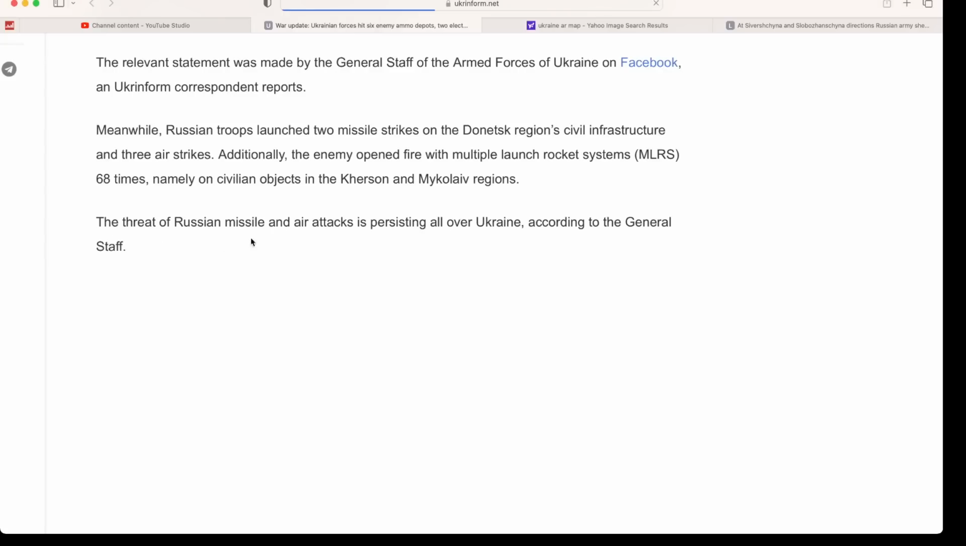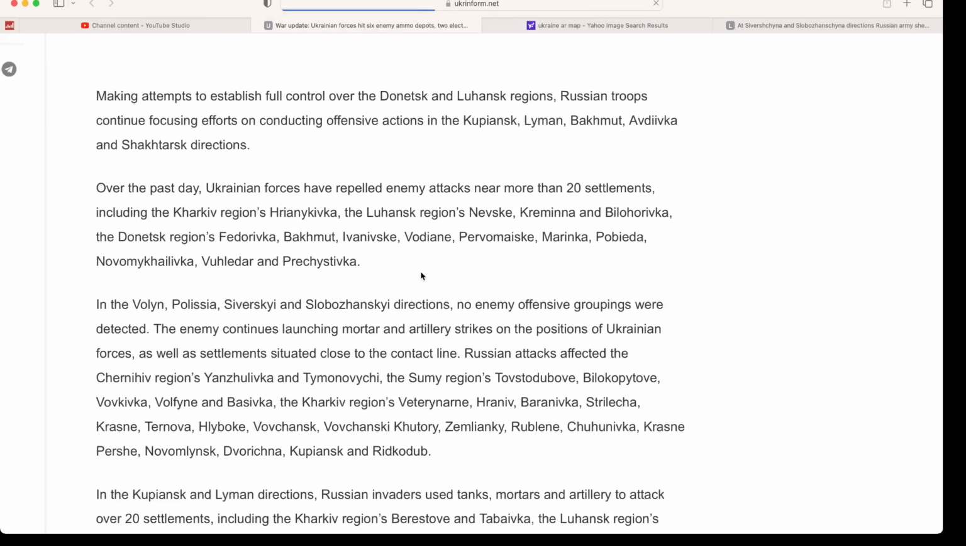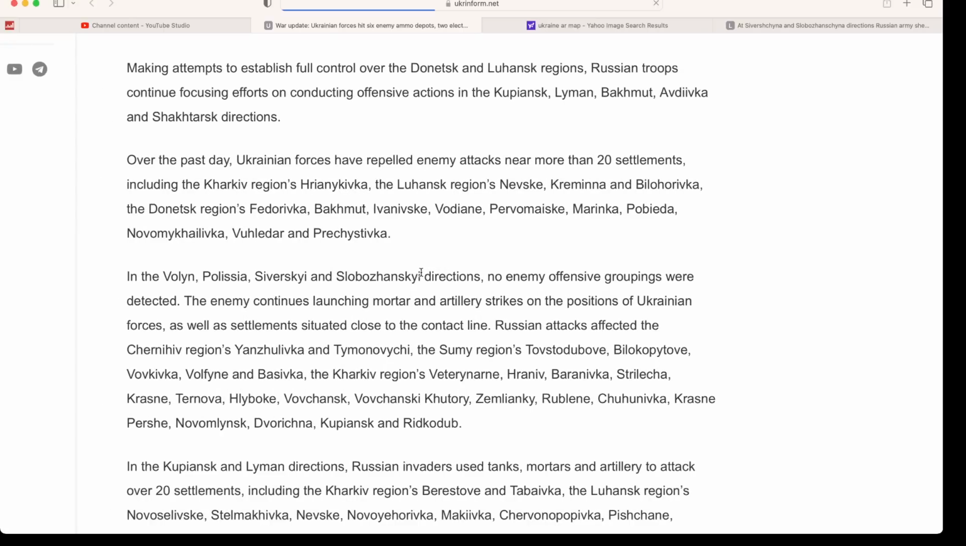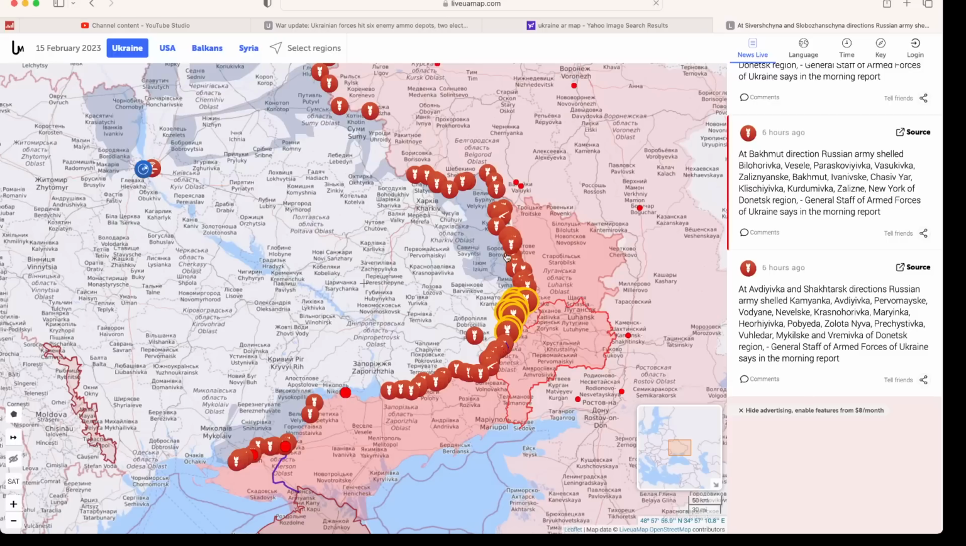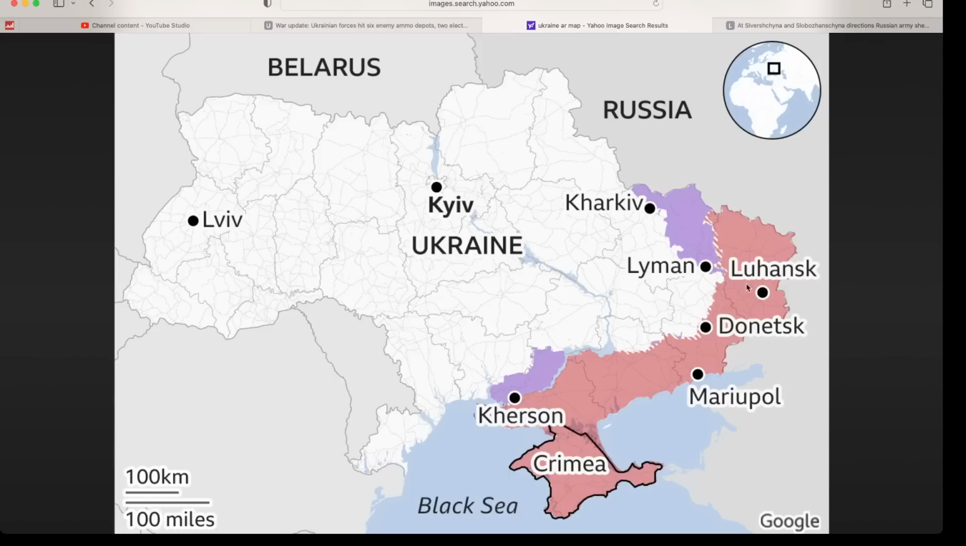The threat of military missile and air attacks is persisting all over Ukraine, according to the General Staff. Making attempts to establish full control over the Donetsk and Luhansk regions, these are, as I said, right here. Donetsk and Luhansk right here, or on this map it's easier. Luhansk, Donetsk areas.